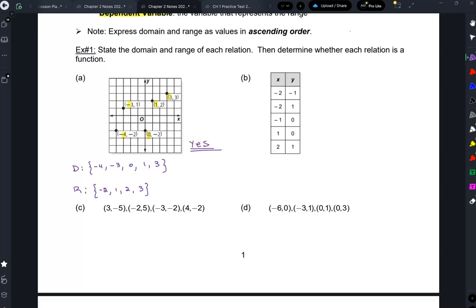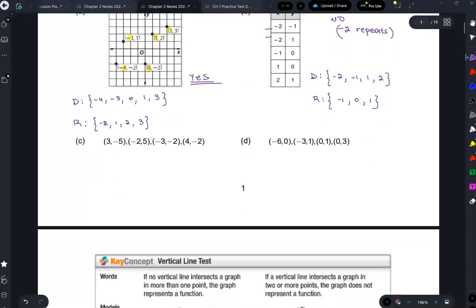Okay, so here the domain is going to be -2, -1, 1, and 2. Yeah, it has to be the curly brackets. It can't be anything else. What's the range for this one? Right, -1, 0, and 1. Don't repeat the numbers in the range or the domain. Just write them once in ascending order. Is this a function? No, it's not a function because the -2 repeats. So you would normally just write yes or no.